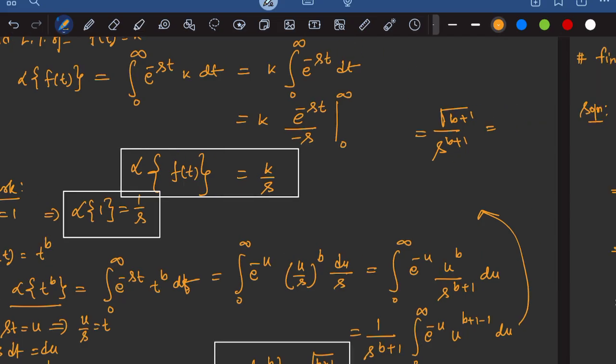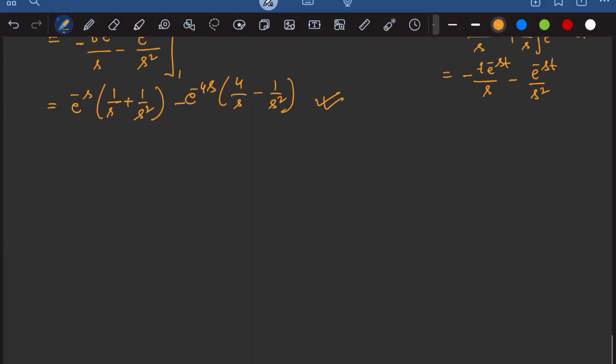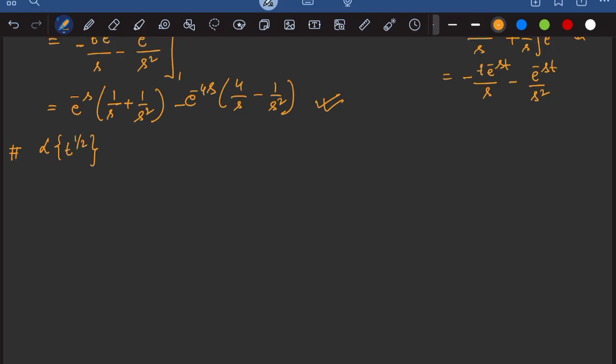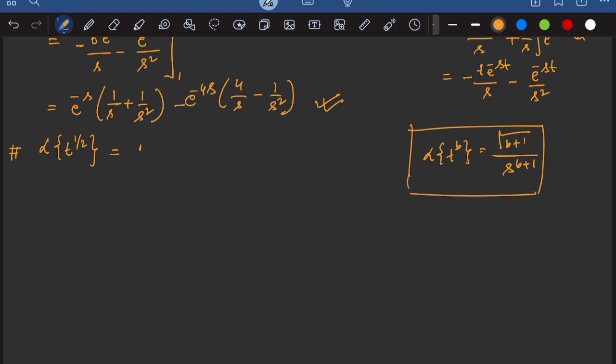Now another question I can give you: suppose Laplace transform of t power half. Find the Laplace transform of this one. You can try this question. You already have the formula, Laplace transform of t power b is gamma b plus 1 by s power b plus 1. We had this formula earlier, so we'll apply this.